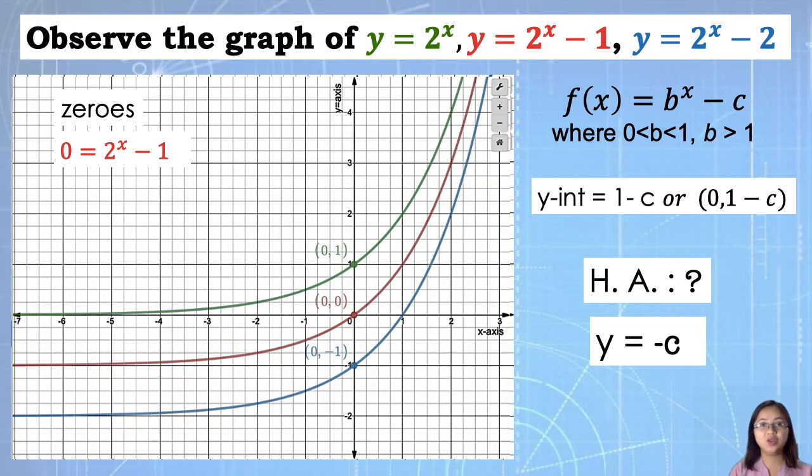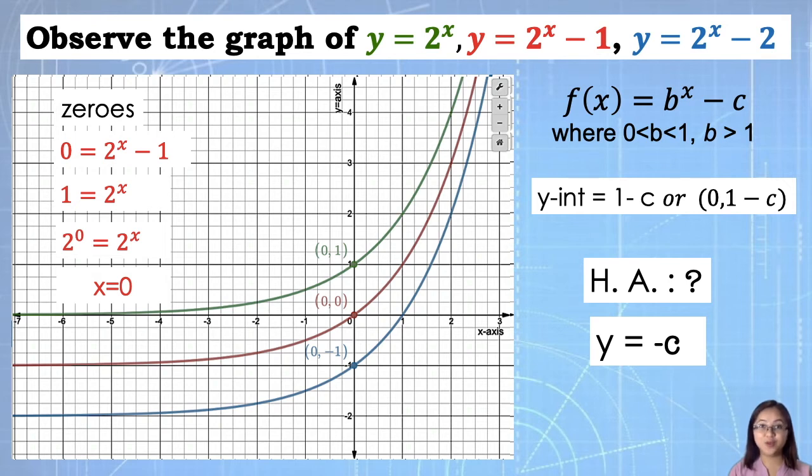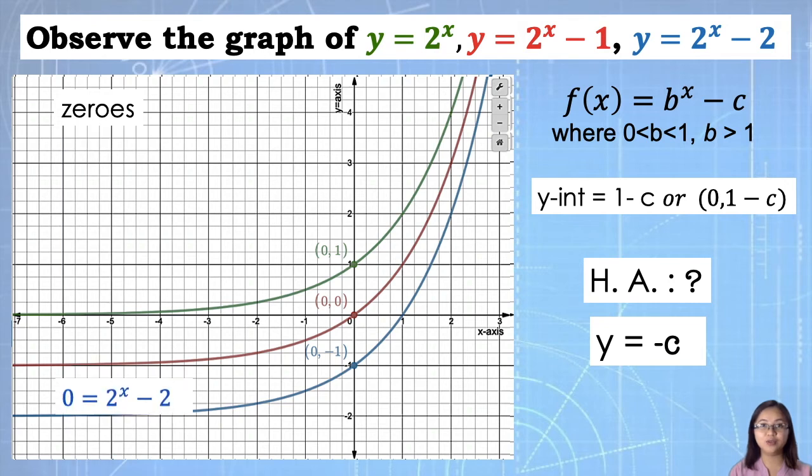And we could get 0 is equal to 2 to the x minus 1. We could transpose negative 1 to positive 1 is equal to 2 to the x. Then we find the common base. We got 2 to the 0 is equal to 2 to the x. And we get x is equal to 0. That's for the function y is equal to 2 to the x minus 1.